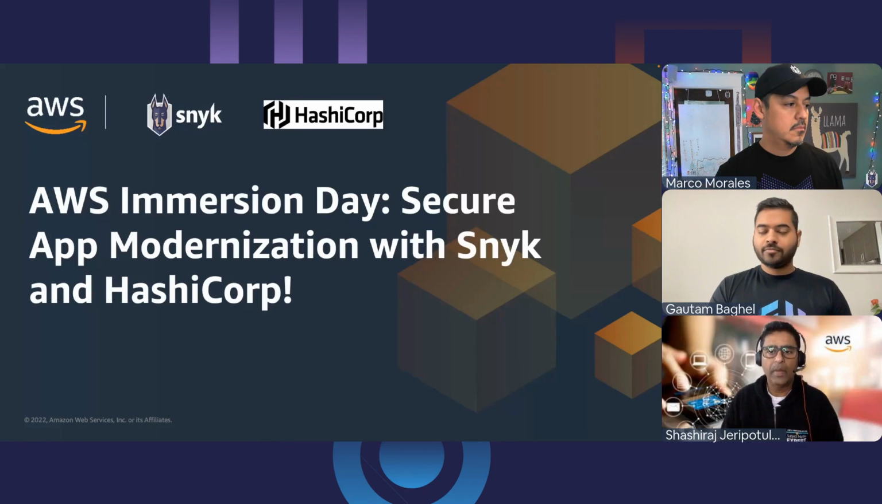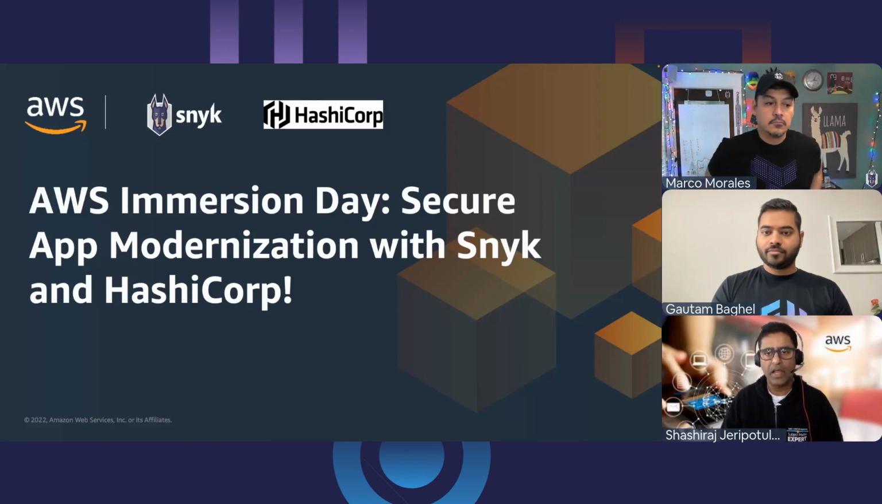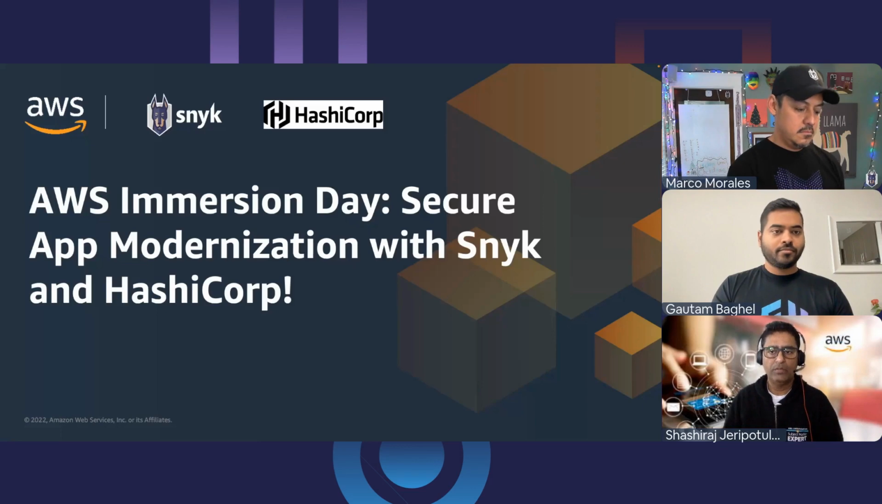Hello, everyone. My name is Shashiraj Jeripotula. I'm a Senior Partner Solutions Architect at AWS, and I work with various ISVs, independent software vendors, and AWS partners like HashiCorp and Snyk. I support two segments at AWS called Cloud Management Tools and DevOps, and both Snyk and HashiCorp are part of the DevOps segment. My job is to help build joint solutions between AWS and partners like Snyk and HashiCorp, and also help them with cloud adoption on AWS.